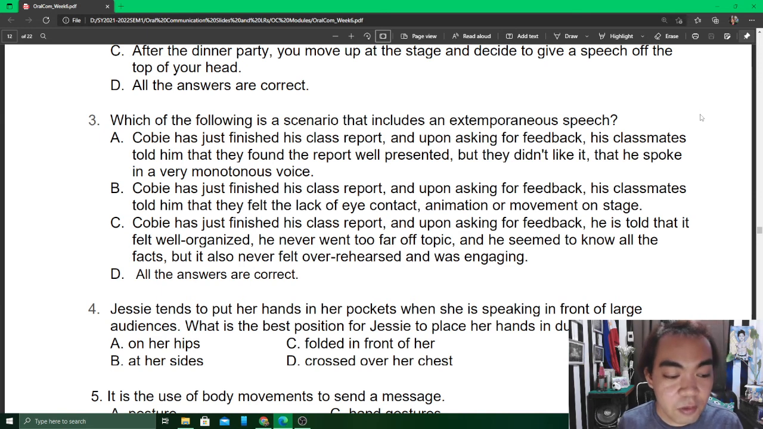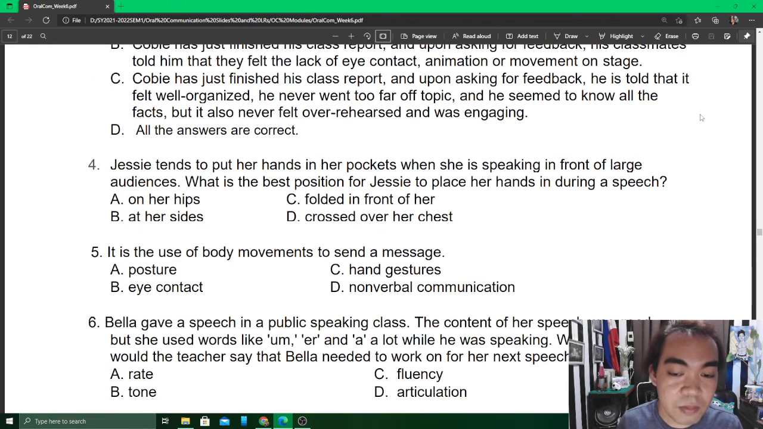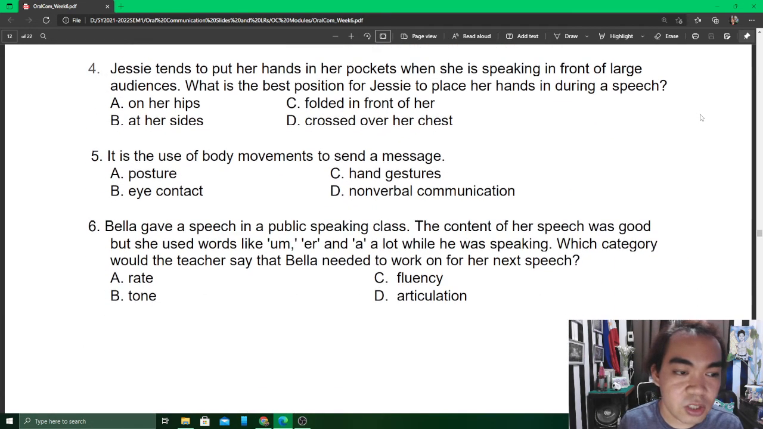Okay? Number 4, Jessie tends to put her hands in her pockets when she is speaking in front of a large audience. What is the best position for Jessie to place her hands on during a speech? Hindi siya dapat mabutang sa kamot niya during a speech. On her hips, at her sides, folded in front of her, or crossed over her chest. Okay? When we speak in public, it is highly advisable that we put our hands both sides. Put down your hands unless otherwise you would use it for important and relative gestures.